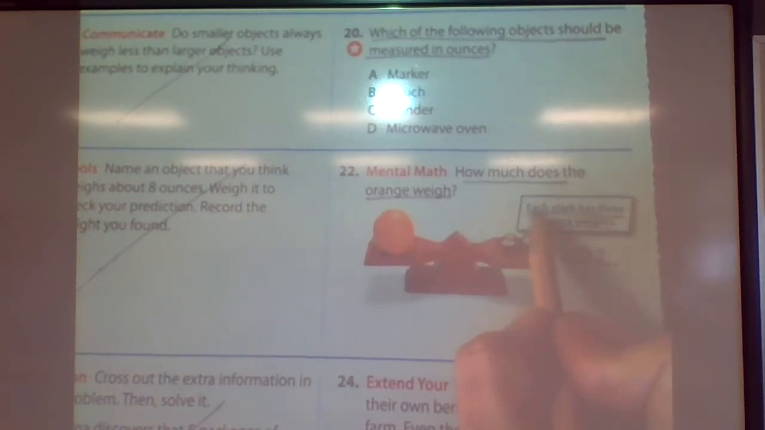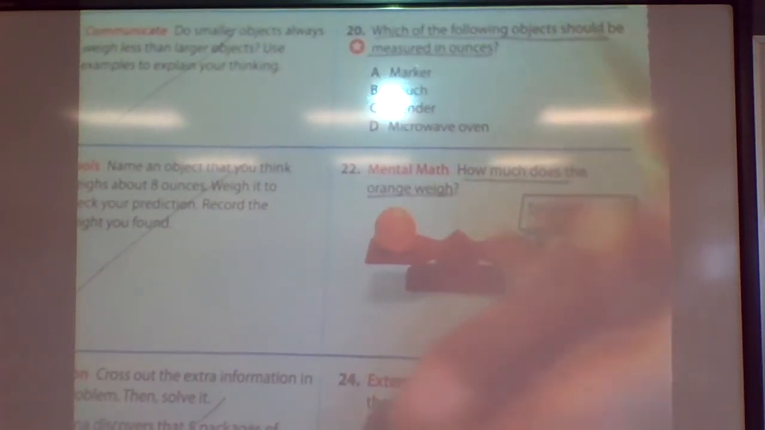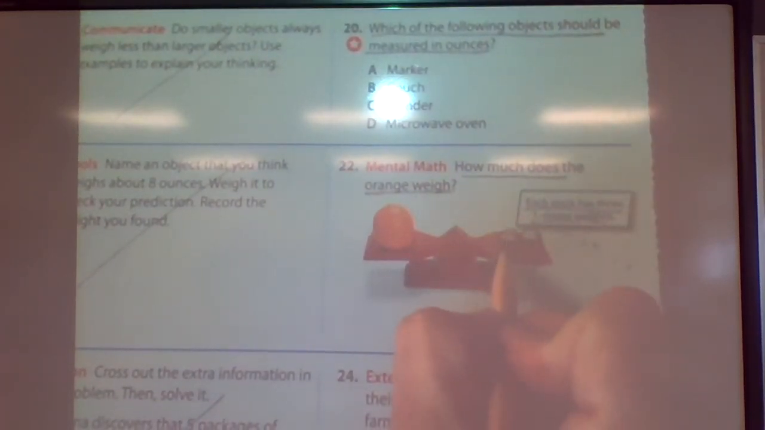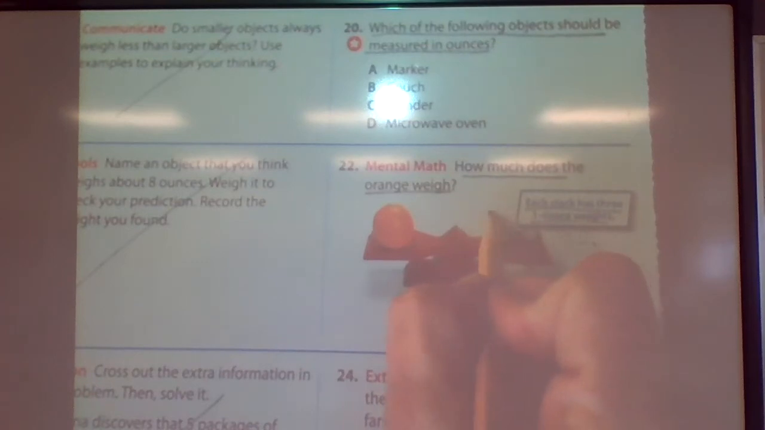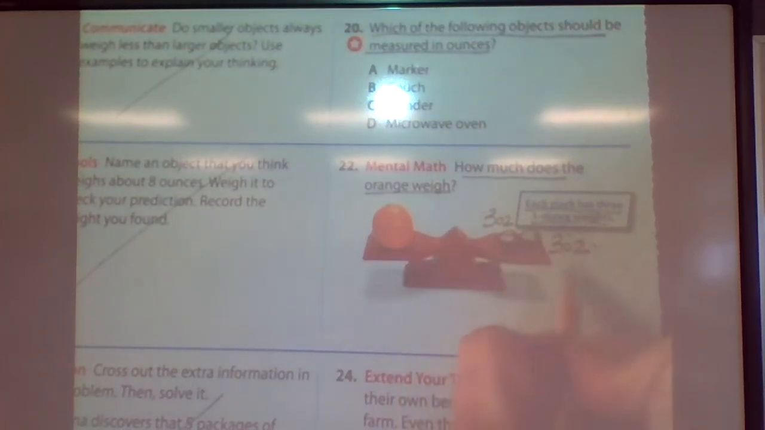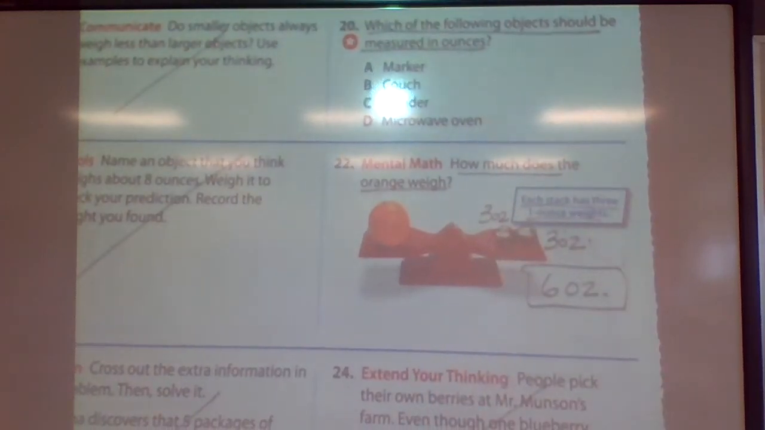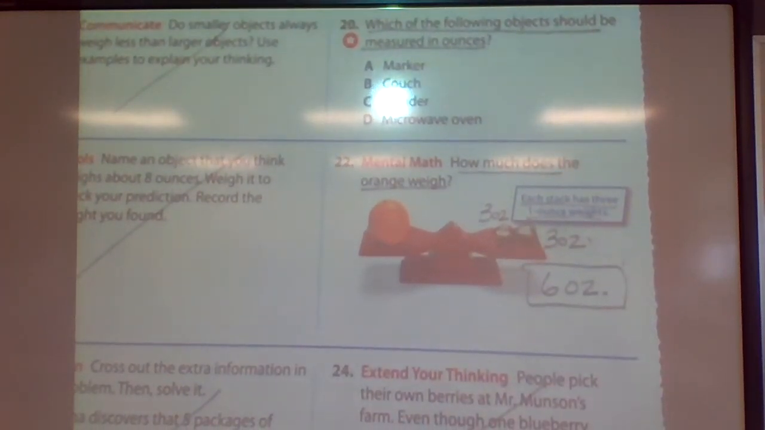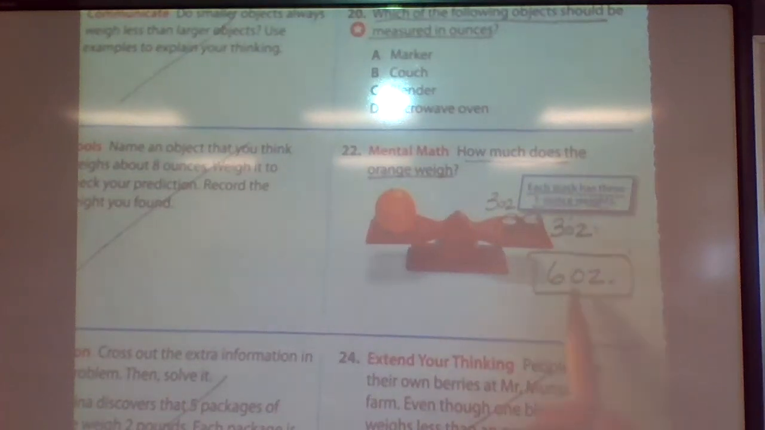Okay, I'm just looking at this. It says each stack has 3 1-ounce weights. So I was wrong here. Each one has 3 1-ounce weights, so this would be 3 ounces, and this one would be 3 ounces, because each one of these little weights is 1 ounce. So how many ounces is the orange? 6 ounces. I had to reread that carefully. So that is your answer for that one, and we walked through that.